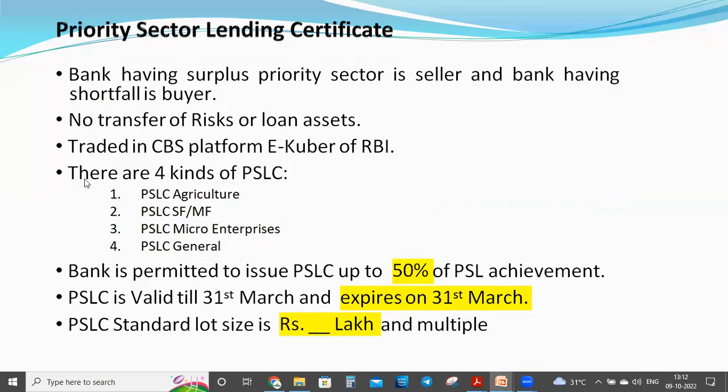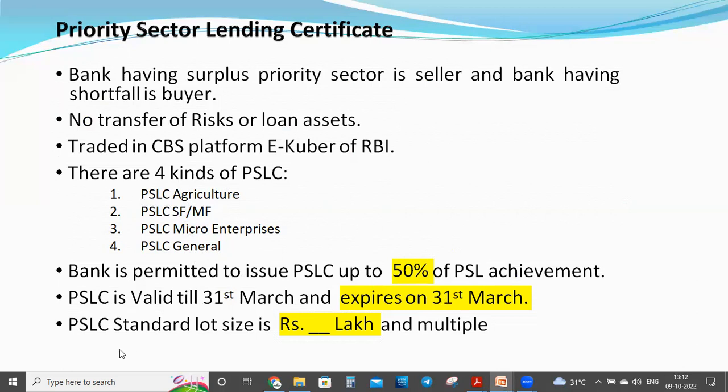Okay, so in that there are 4 kinds of priority sector lending certificate. First is PSLC agriculture, small farmer, marginal farmer, micro enterprise, and general. Okay, so bank is permitted to issue priority sector lending certificate up to 50% of priority sector lending achievement. Okay, and priority sector lending certificate is valid till 31st March and expires on 31st March.